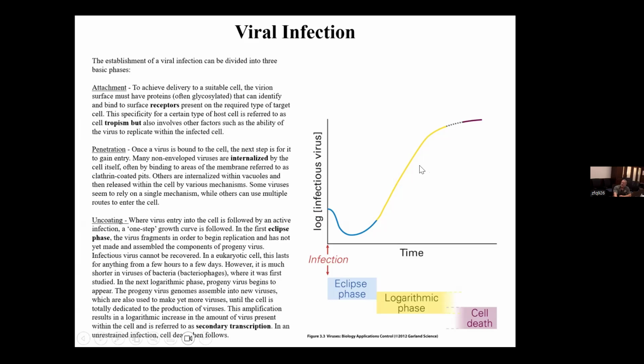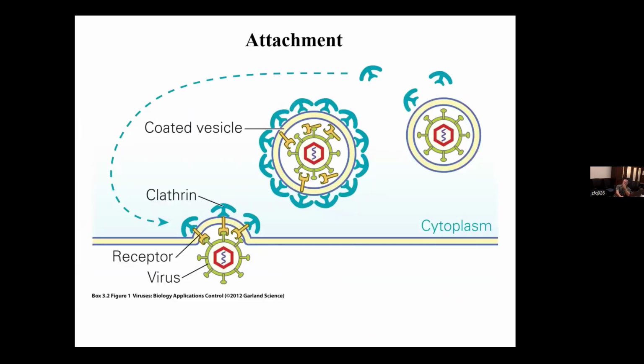So eventually you're going to start to see this logarithmic phase begin to plateau. And when this happens, this is going to start to quickly lead to cell death. And in this phase, you would ideally see the virus leaving the cell to go on and infect other cells. If we look at viral infection, we can really break it down into three main phases: attachment, penetration, and uncoating.